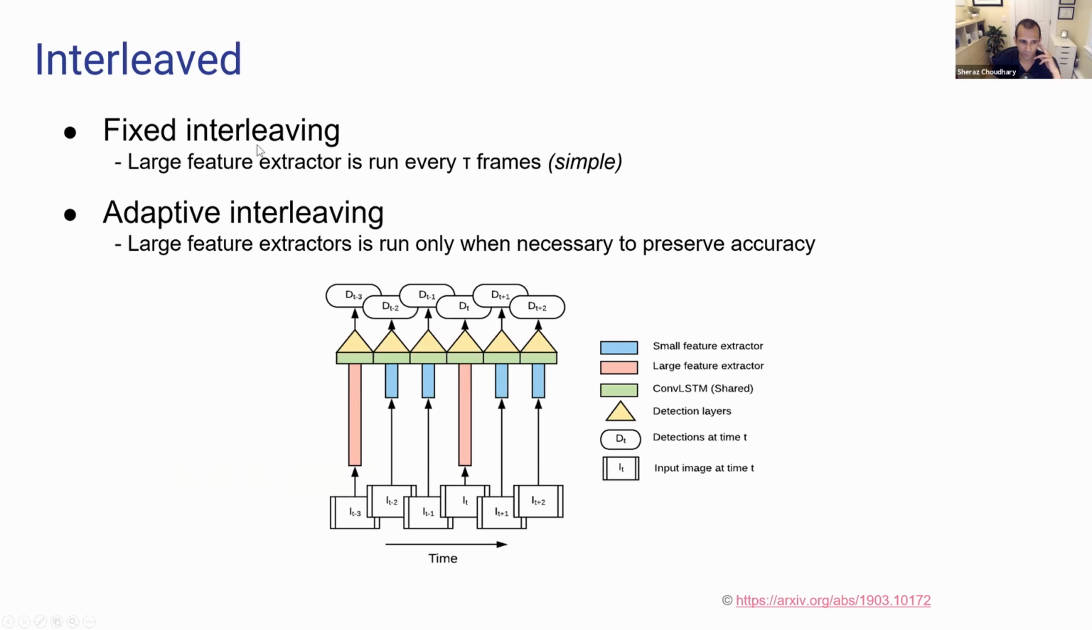So there are two types of interleaving. Fixed interleaving basically is very simple, where the large model is run every t frames. Adaptive interleaving relies on how much accuracy the current object detection has. And if the accuracy drops below a certain threshold, then it's going to run the large model. Otherwise, it will just keep running the small model.